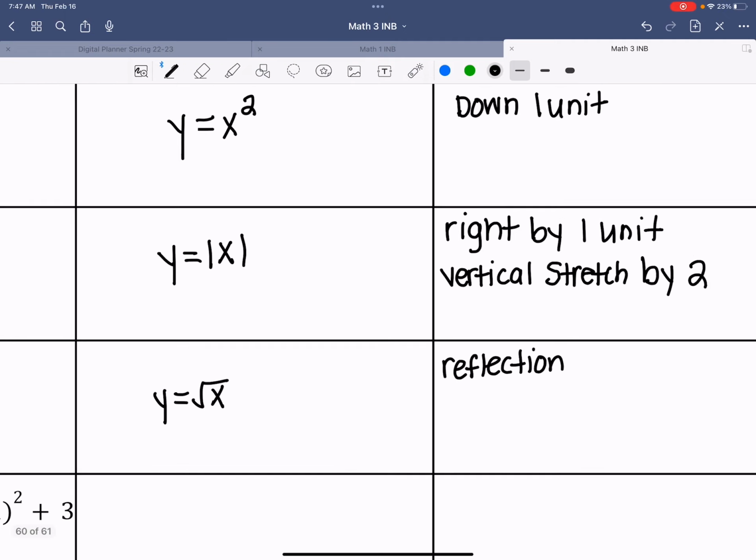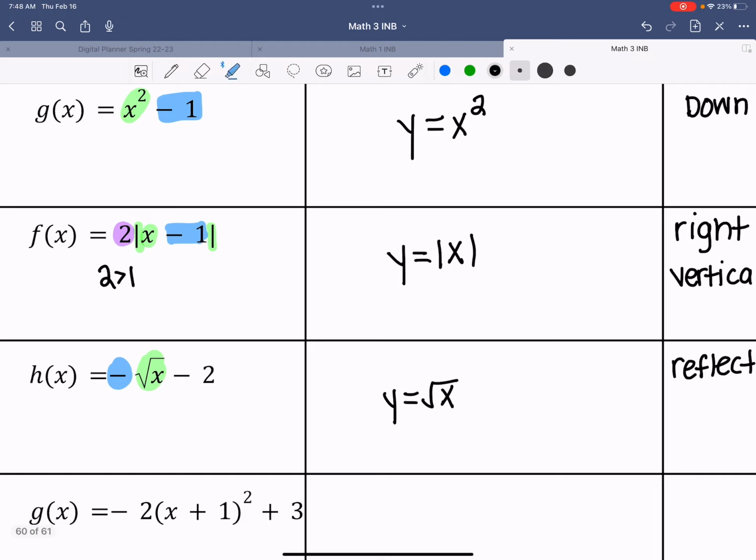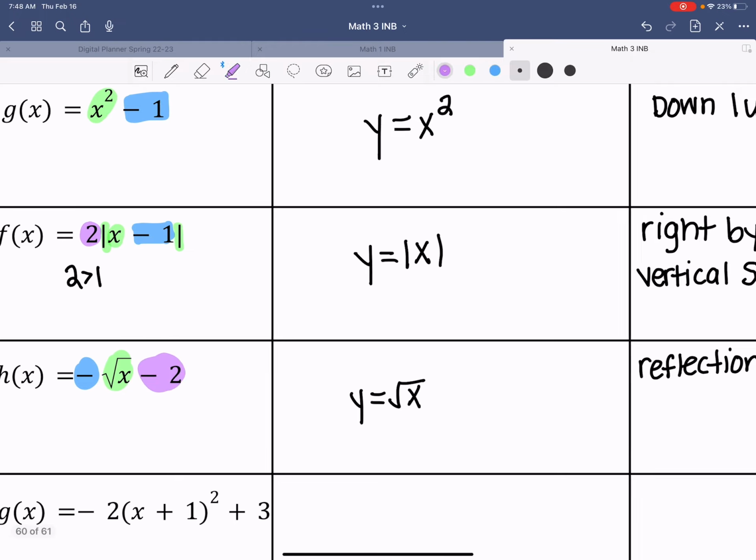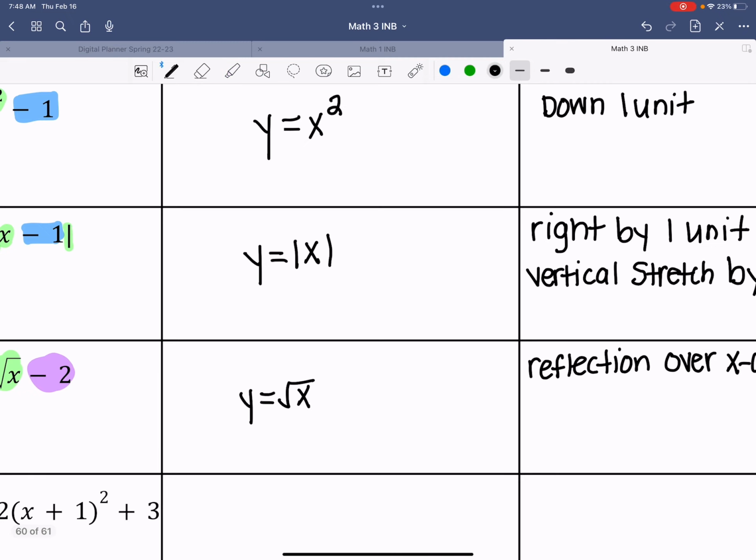Remember, reflections, there's 2 types. There's x and y. X is on the outside of the function. The y is on the inside of the function. All right, so we have a reflection over the x-axis. And then at the back, we have minus 2, so that's going to be your k value. So that means that we're going to take that at face value and we're going to go down 2 units.